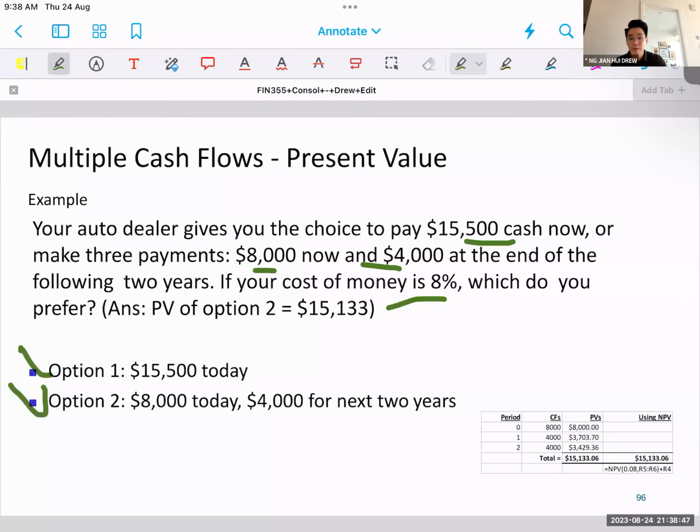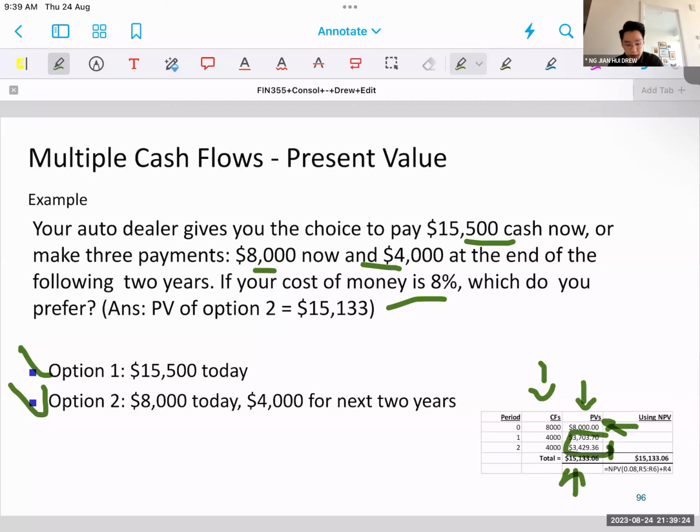So remember, when we do this, we should use Excel, and we can put the cash flows here: 8,000, 4,000, 4,000. 8,000 now means period 0. Then we calculate the PV. Of course, the PV for 8,000 is just 8,000. But the PV for these two will be lesser, because we discount them back to present. So this is one method using the PV formula.